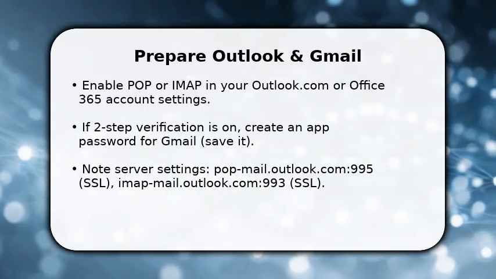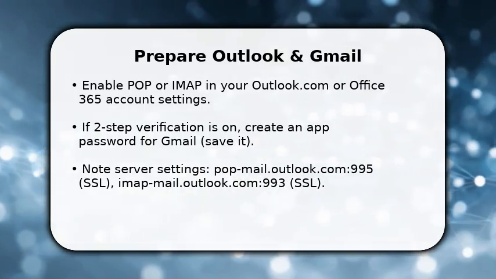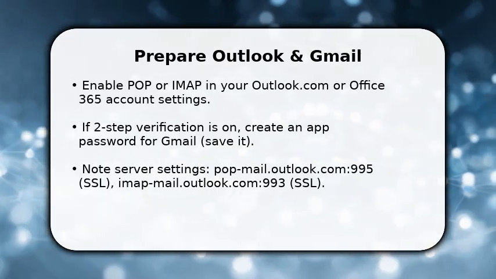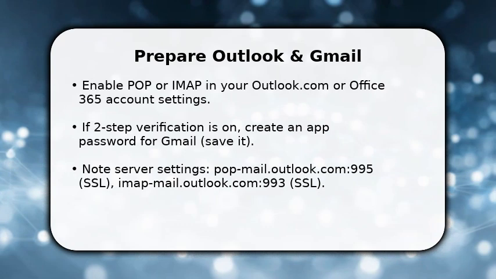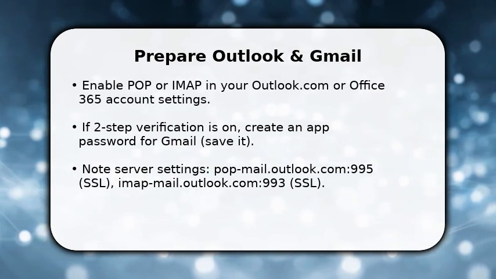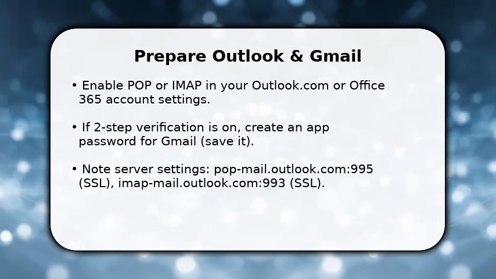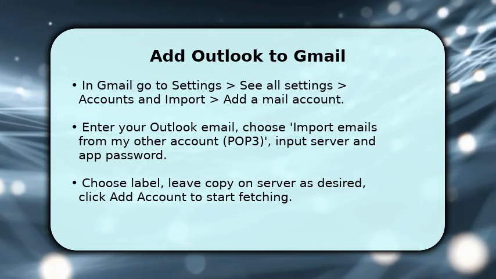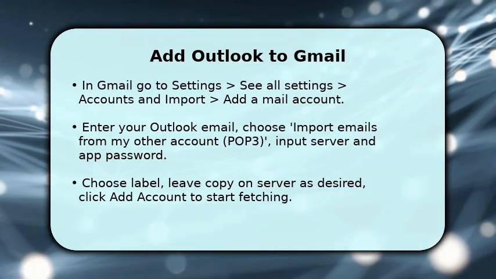Also jot down server details: pop.mail.outlook.com port 995 with SSL, or imap.mail.outlook.com port 993 with SSL, so you avoid guesswork in the next step. Once done with preparation, open Gmail settings, go to Accounts and Import, and choose Add a mail account.